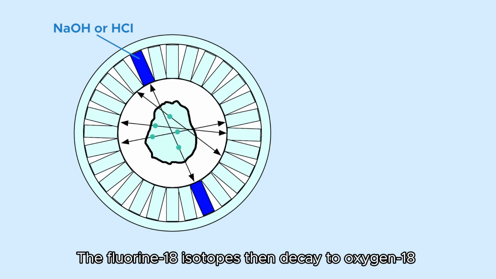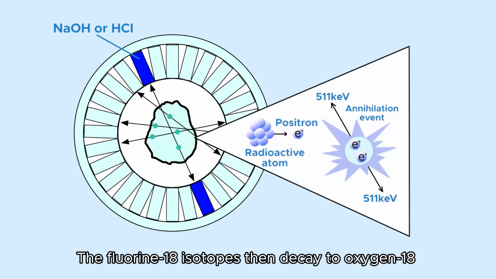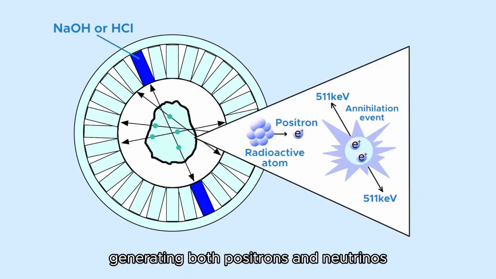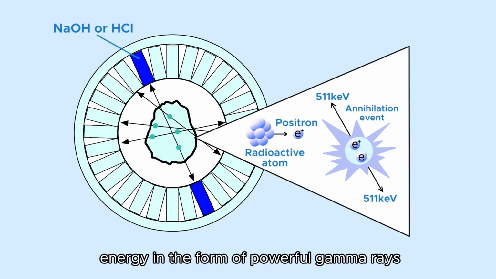Once injected into the body, 18F-FDG amasses in the tumor tissue owing to its high demand for glucose. The fluorine-18 isotopes then decay to oxygen-18 in a relatively quick span, generating both positrons and neutrinos. These positrons proceed to annihilate with neighboring negative electrons, giving rise to a pair of photons that emit energy in the form of powerful gamma rays.